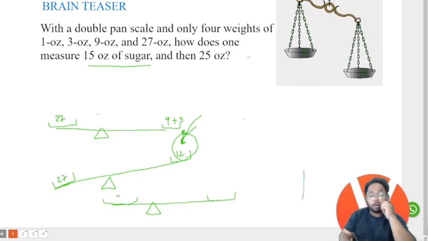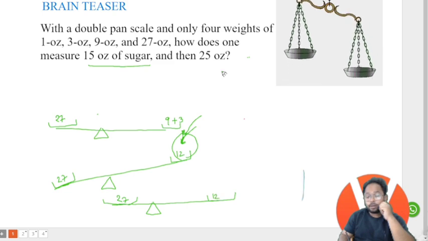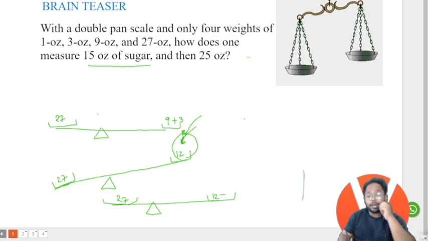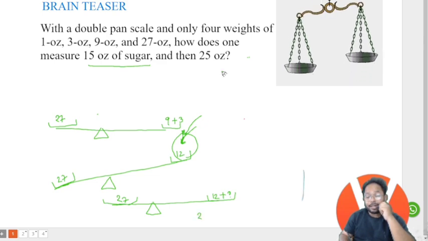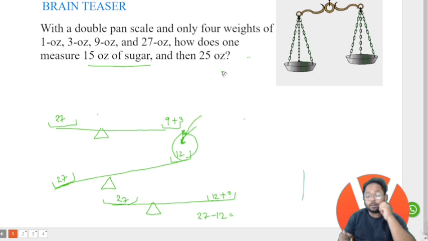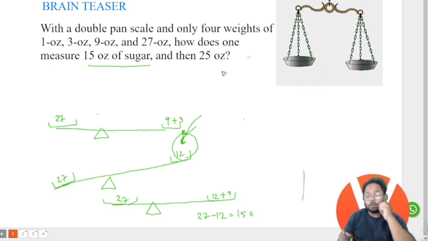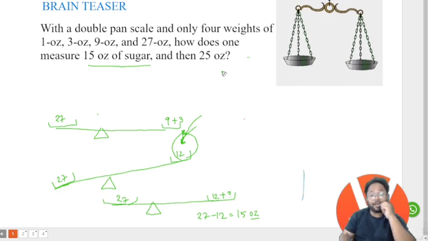We are not considering the weight of that bag or something. So on this side we get a 27, on this side 12 will be there and more sugar we are adding on it. So ultimately how much sugar we are getting? 27 minus 12, we get a 15 ounce. So this is how we will get 15 ounce.